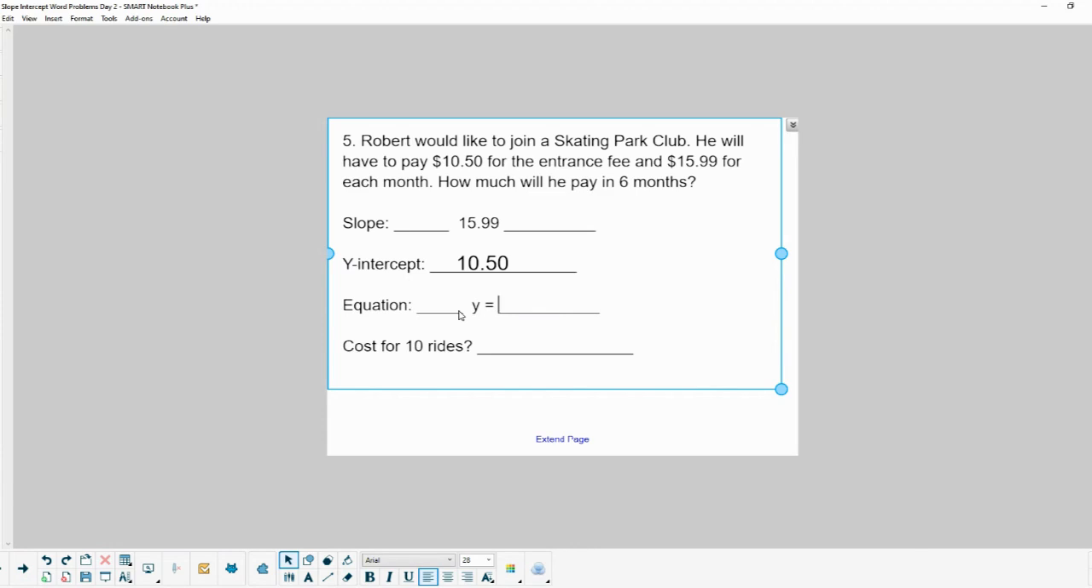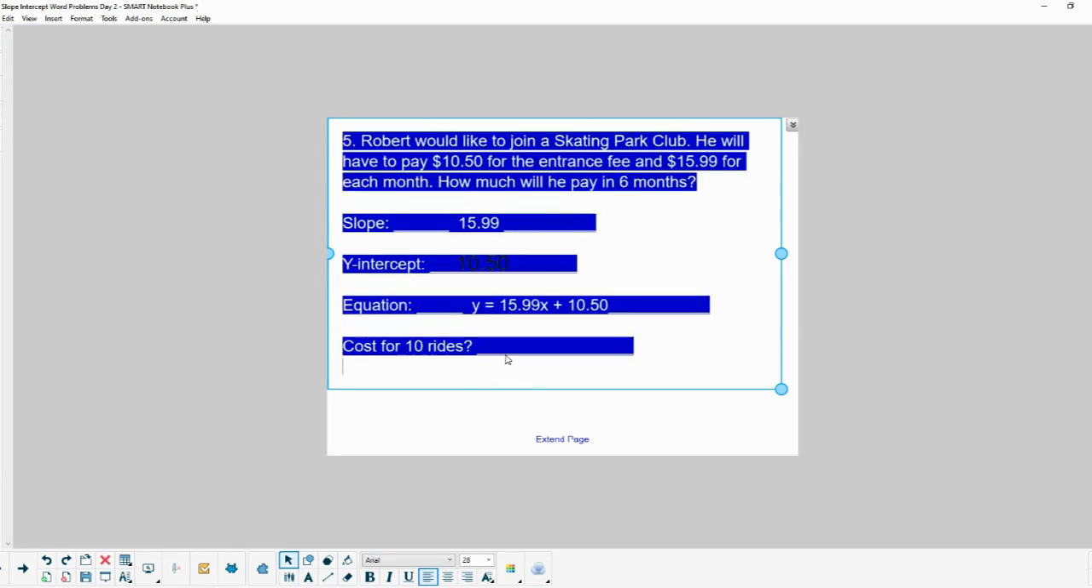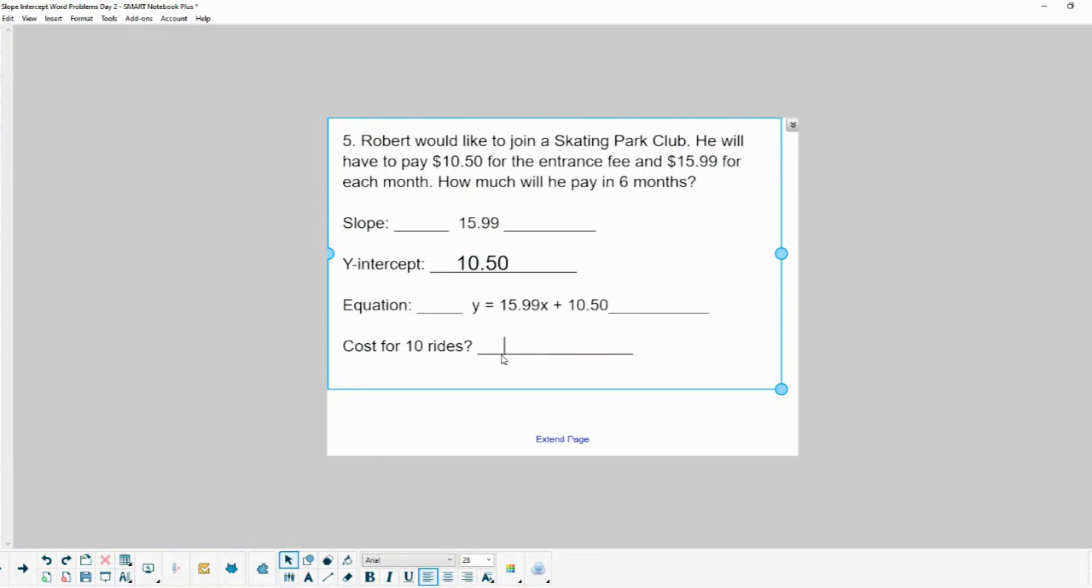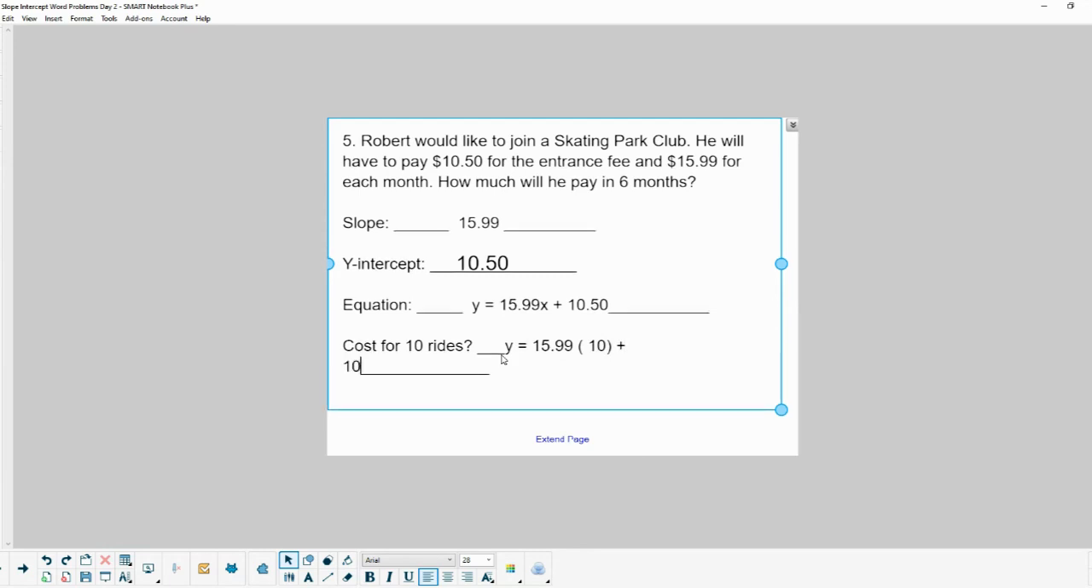Y equals 15.99x plus 10.50. And then how much will it cost? Well, it costs for 10 rides. So let's go ahead and put the number 10 in for x. And that'll give us our cost after 10 rides. So y equals 15.99 times 10 plus 10.50.